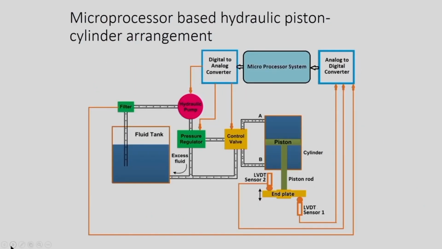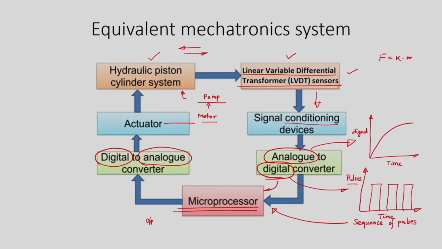Now, let us try to see how we can have the actual arrangements of all these elements. On your screen you can see a typical arrangement that can be developed to mimic Hooke's law. In this case, if you want to convert this equivalent mechatronics system into an actual mechatronics based automated system, what are the various things required? That we will see.